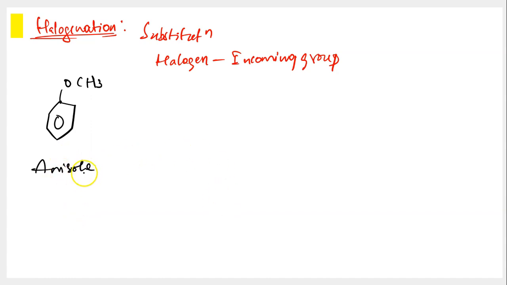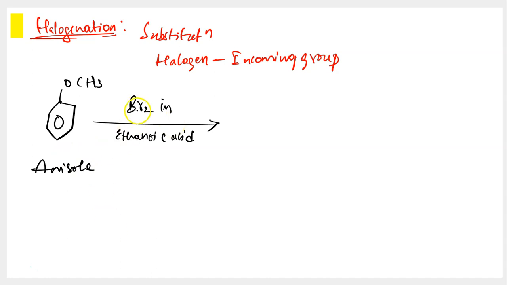Alright, so now I'm taking anisole, which is a type of phenyl alkyl ether, and I'm treating this anisole with bromine, Br2. I said it is halogenation. Halogens are fluorine, chlorine, bromine, iodine, but for the process of electrophilic substitution we prefer chlorine and bromine because of their reactivity. So I'm taking bromine, and this bromine is dissolved in ethanoic acid. So ethanoic acid here acts as a solvent initially. So you're dissolving bromine into ethanoic acid and you are treating anisole in presence of this mixture.